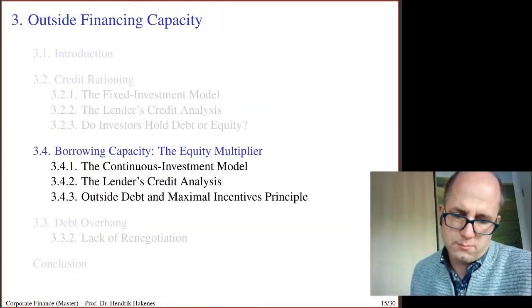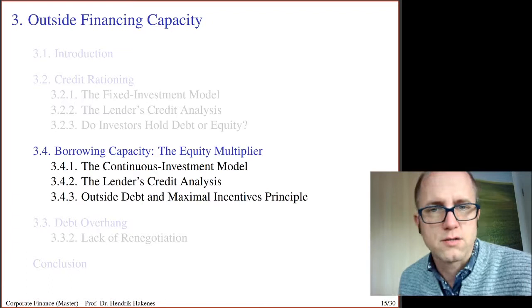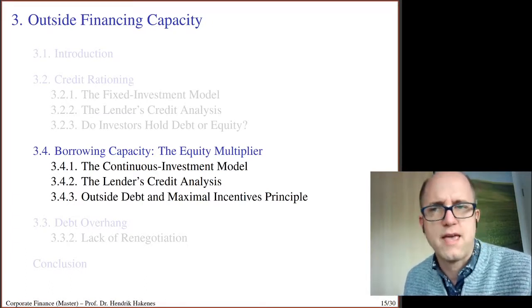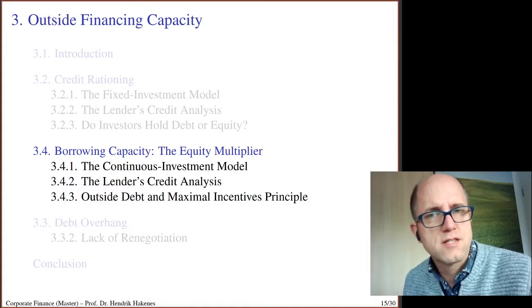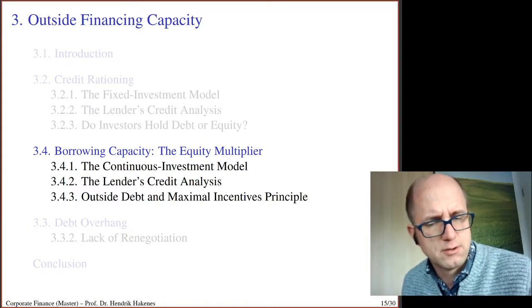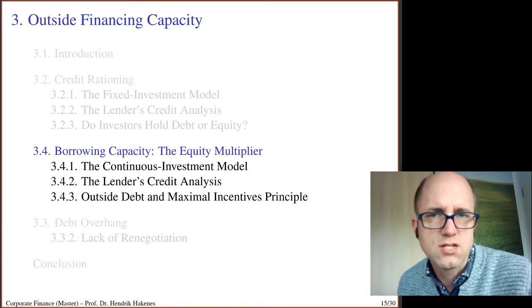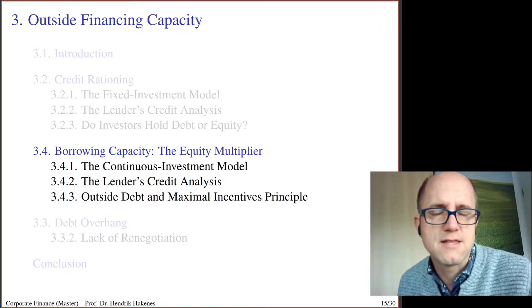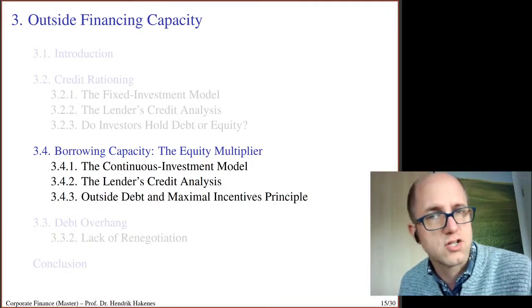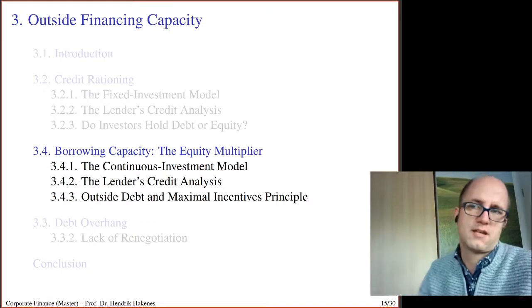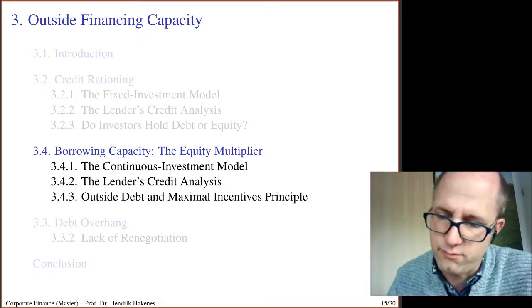Okay, we come to a new part, a new subsection, called borrowing capacity, the equity multiplier. This is actually an extension, or rather an alternative, to the original model, the first model. An extension would mean that the original model is a special case of the new model. This doesn't apply here. It's just a different version of the model.